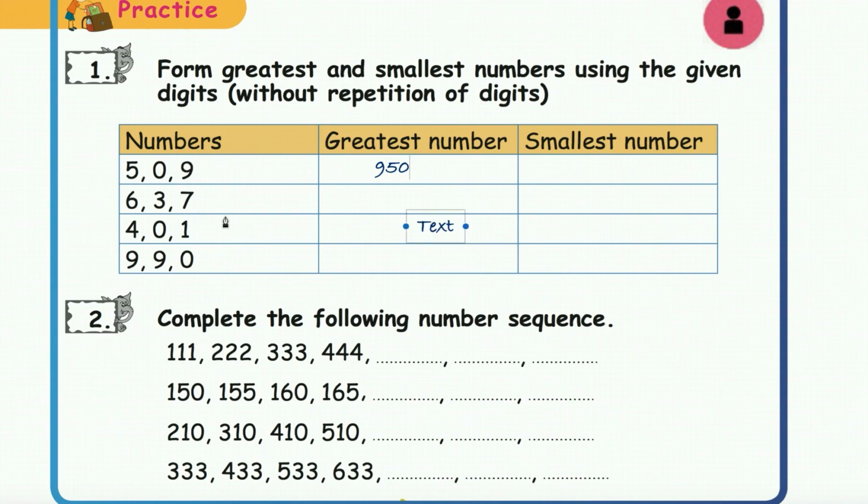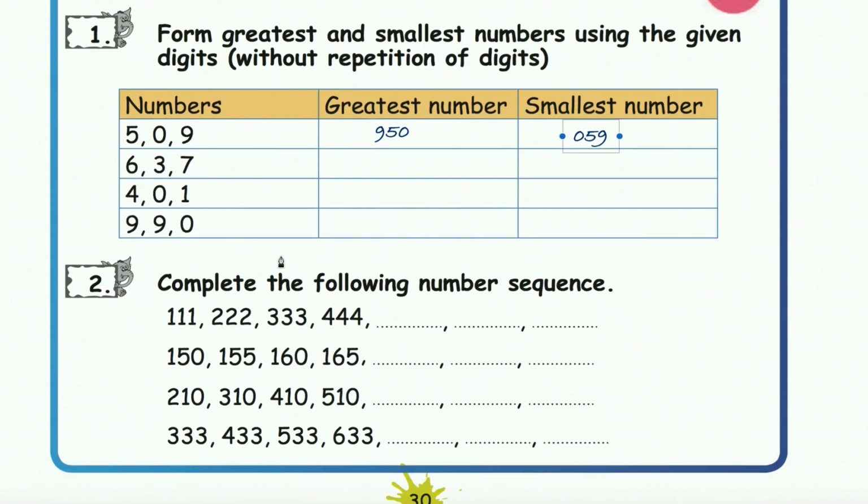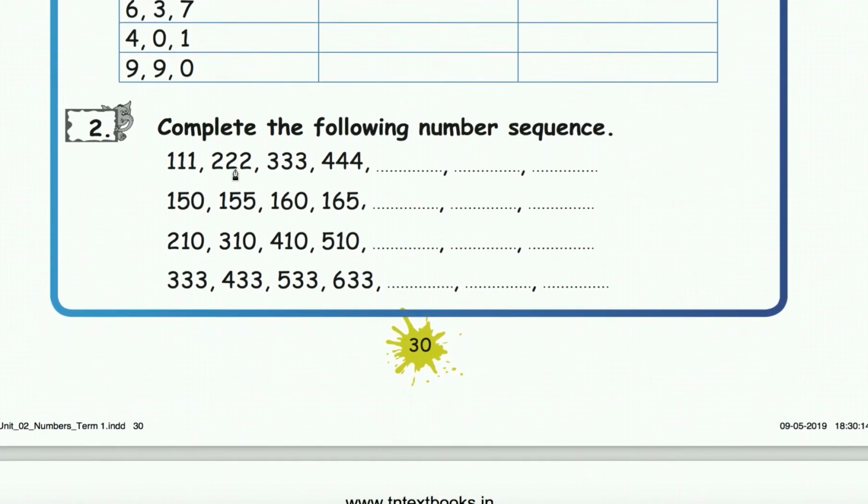Okay. Yeah, we can write it as 059. Okay, that is the smallest number. This one I can tell straight away. 763 is the greatest number. Smallest number, 367. Okay. Complete the following number sequence: 111, 222, 333, 444.